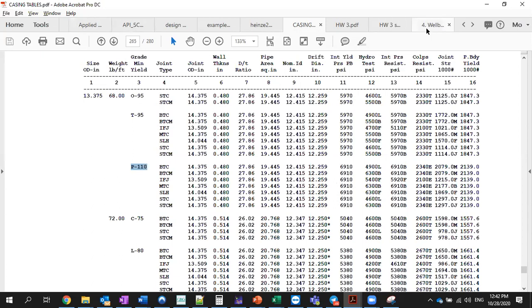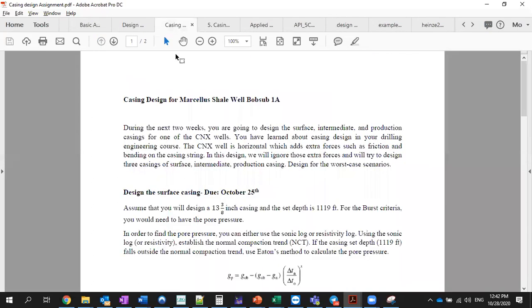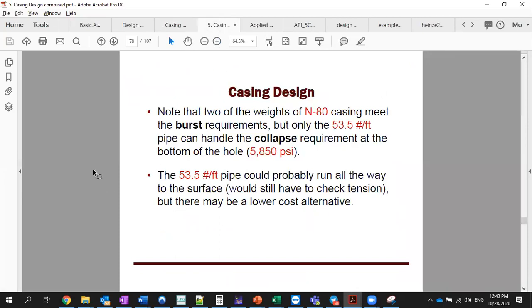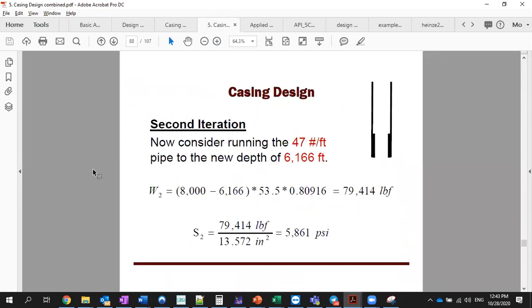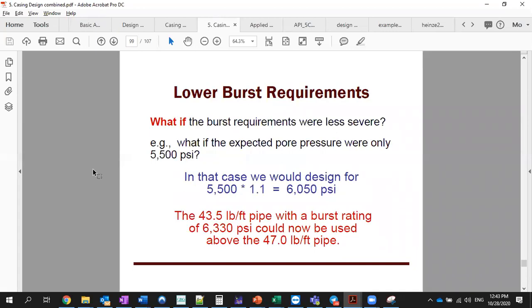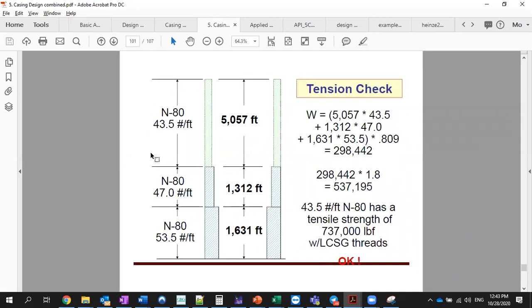I think if you go to the slides as well, let me show the slides, casing design slides. At the end of this example, there is the 3-weight design. 1 weight, another weight, 2 weights, and then 3 weights. So this is a 3-weight design. So there are 3 casing weights that would satisfy burst, collapse, tension requirements for your casing.